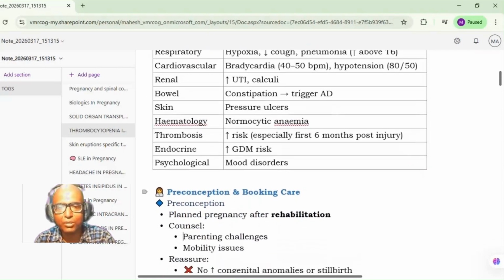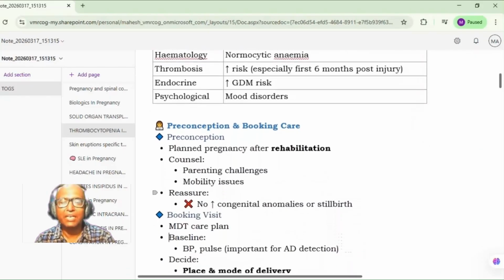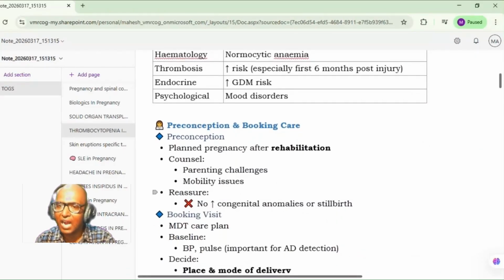Then coming to the preconception and booking care: planned pregnancy after rehabilitation. It is very important that these patients should be rehabilitated first before planning the pregnancy. We need to counsel regarding, one, parenting challenges, and second, mobility issues. Reassure that there is no increased risk of congenital anomalies or stillbirth because of the spinal cord injury.